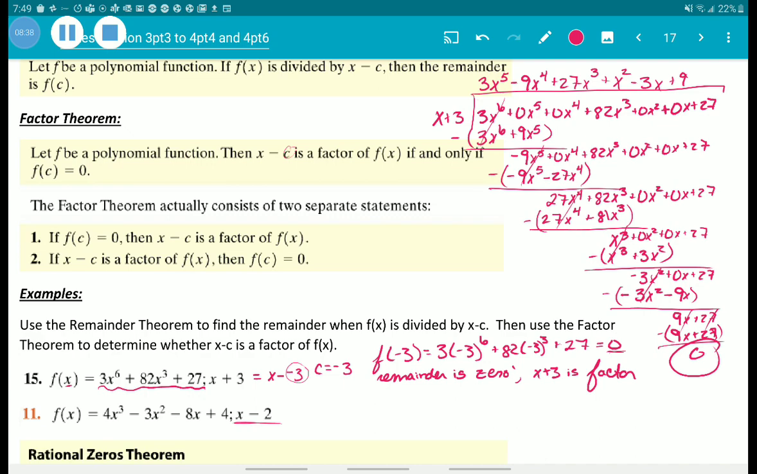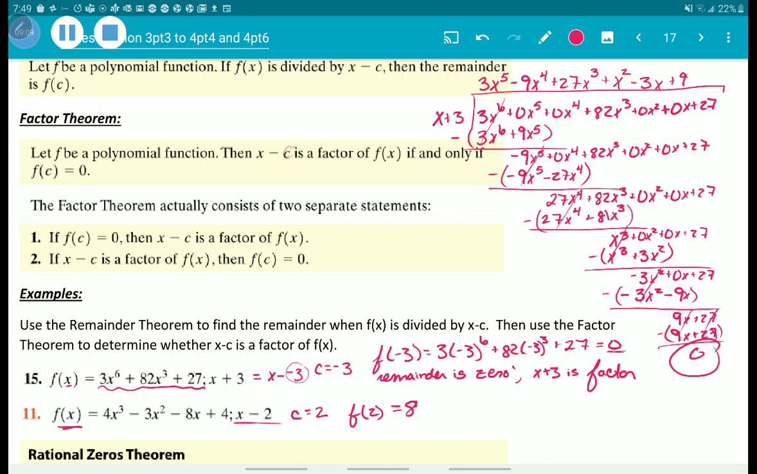So now let's go on to 11. We want to find the remainder. Well, our C value here is going to be 2. So if we plug 2 into this function, when I did it, I got 8.